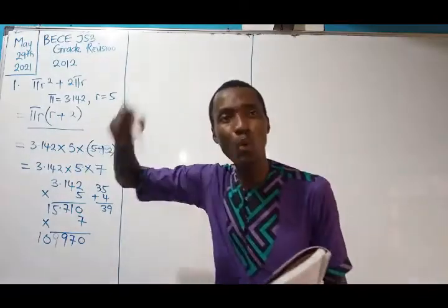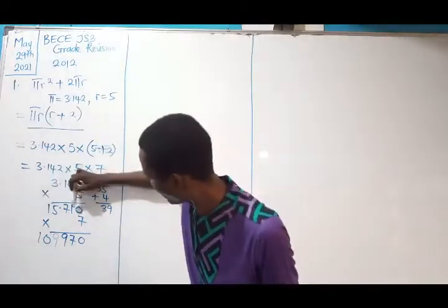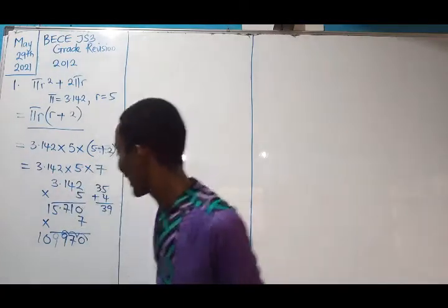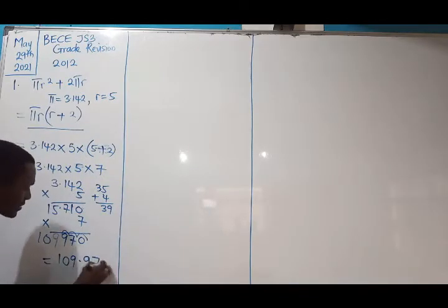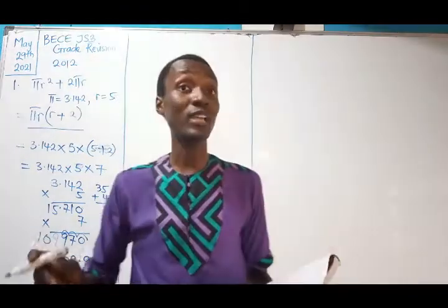If you check, how do you know what to count? You come here. 1, 2, 3. So you come from here. 1, 2, 3. And that means my answer becomes 109.970. You can put 0 there, or you can decide to ignore the 0.